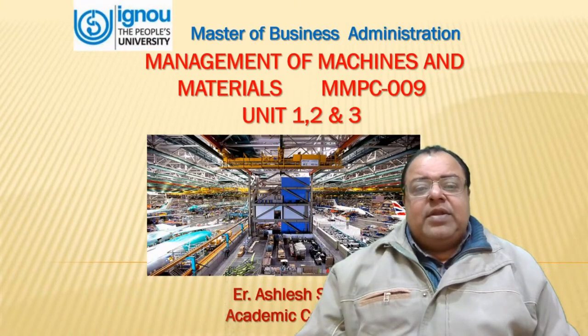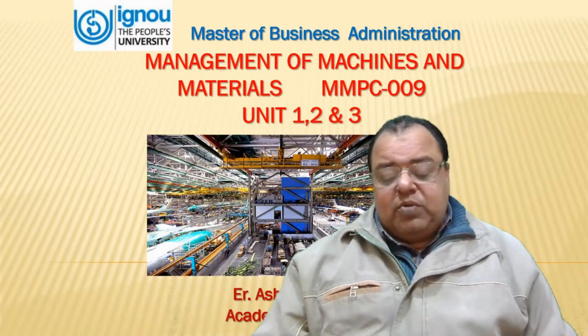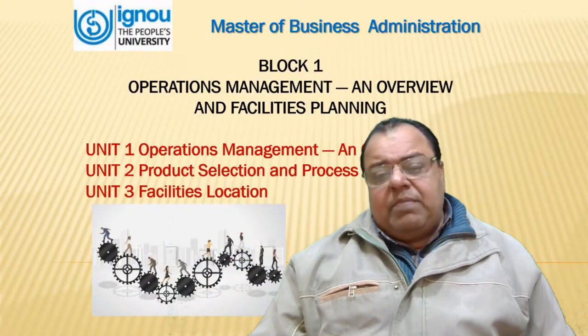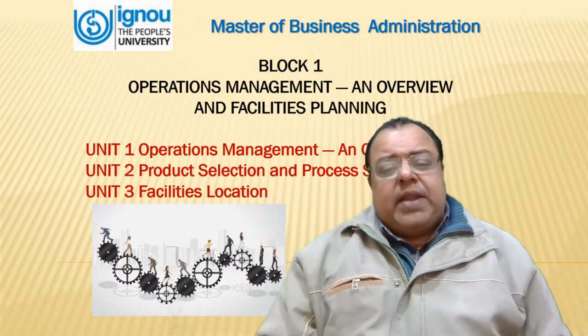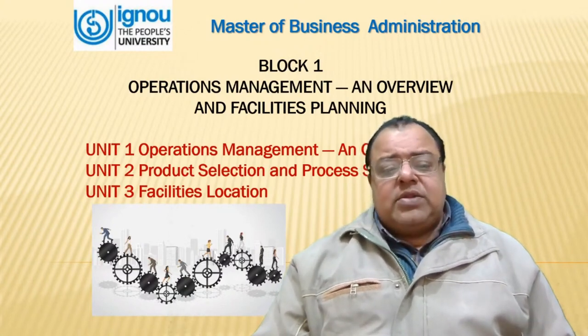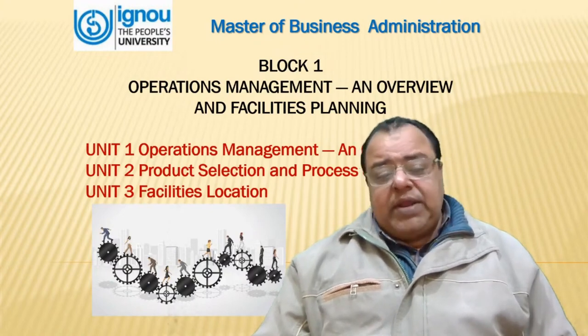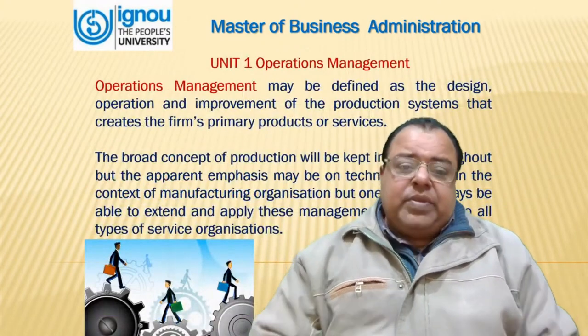Welcome to the session of Management of Machines and Materials, MMPC 009. Today we will be talking about Unit 1, 2, and 3. In Block 1, it's related to Operations Management, an overview and facility planning. Unit 1 is Operations Management, an overview. Unit 2 is product selection and process selection, and Unit 3 is facilities location. So we will start with operations management.